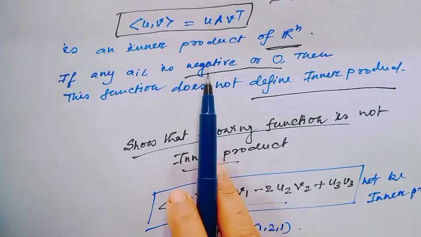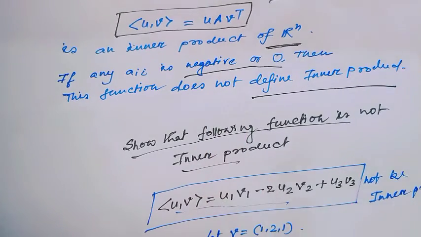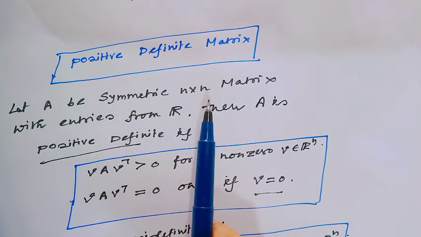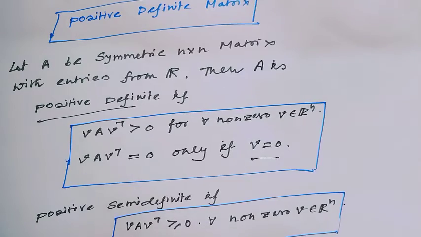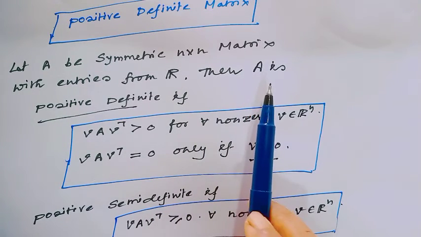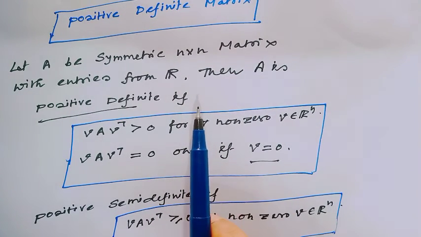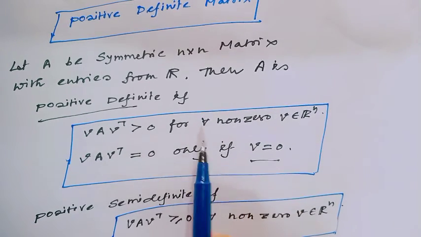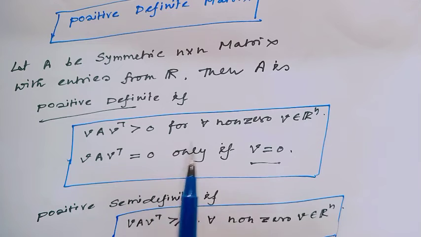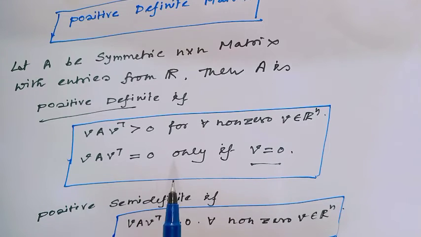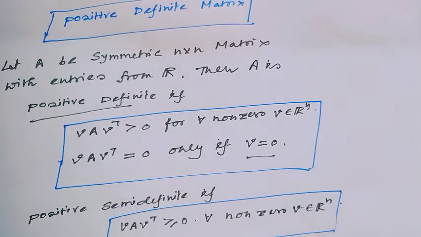And from this idea, I will get one new type of matrix, the positive definite matrix. For a positive definite matrix, consider A a symmetric n cross n matrix with real entries. Then A is positive definite if VAV transpose is greater than 0 for all non-zero V belonging to Rn, and VAV transpose equals 0 only if V equals 0.